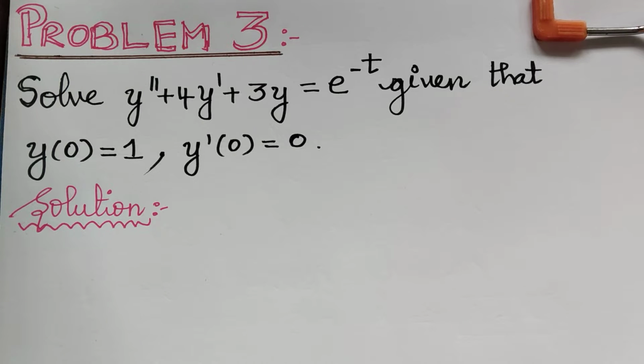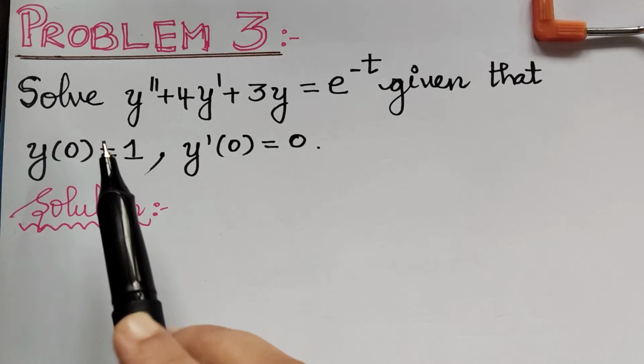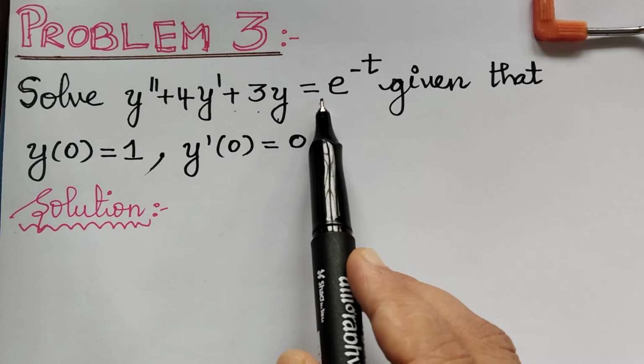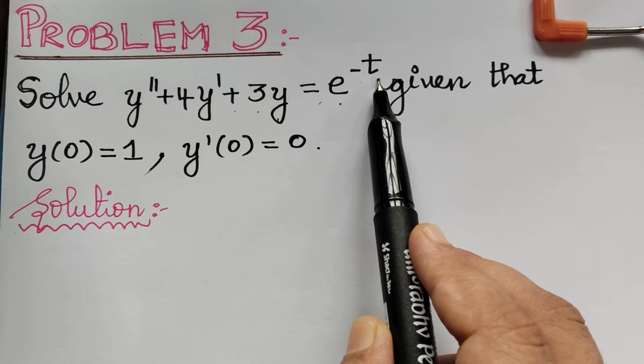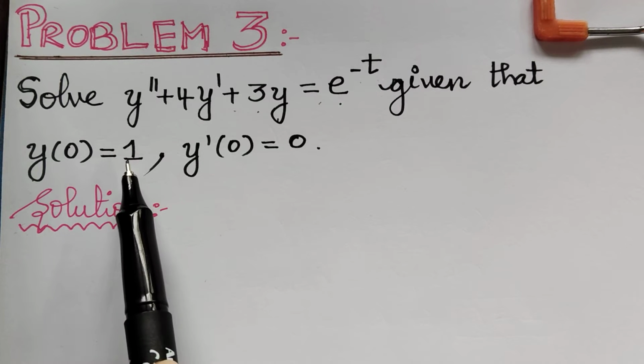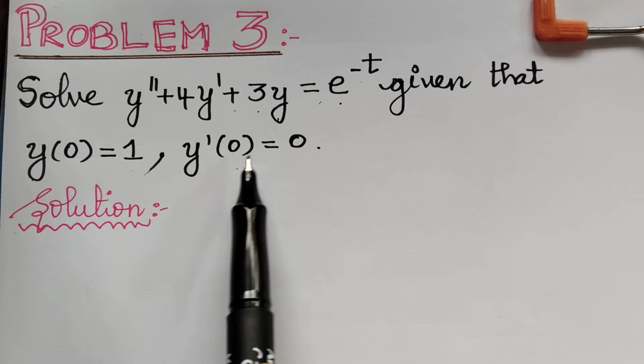Dear students, we are solving ordinary differential equations with constant coefficients using Laplace transform. Now here we have a question. Solve y double dash plus 4y dash plus 3y is equal to e to the power negative t. And the initial conditions given are y of 0 is equal to 1 and y dash of 0 is equal to 0.